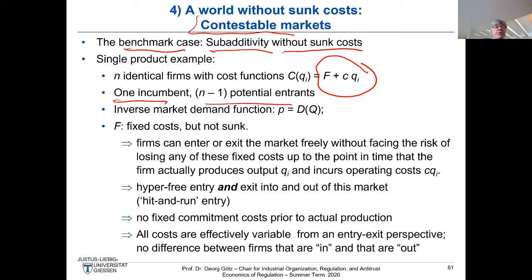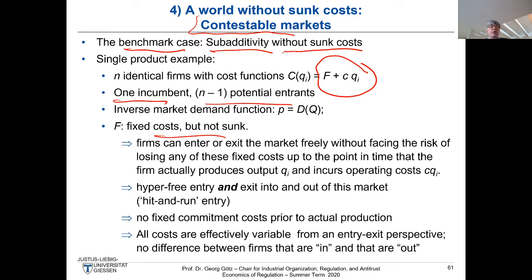We have given some inverse market demand function, so some downward sloping demand function where the price is a function of the output. The F is fixed but not sunk. And that is very specific. We will discuss that later on. So firms can enter or exit the market freely without facing the risk of losing any of these fixed costs up to the point that the firm actually produces output Qi and incurs operating costs.